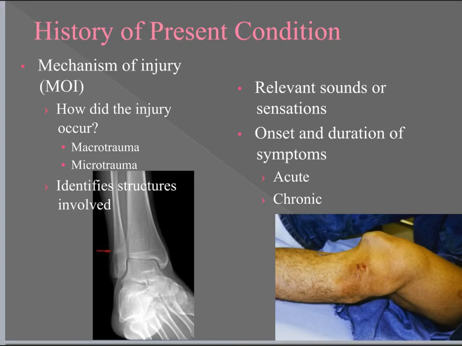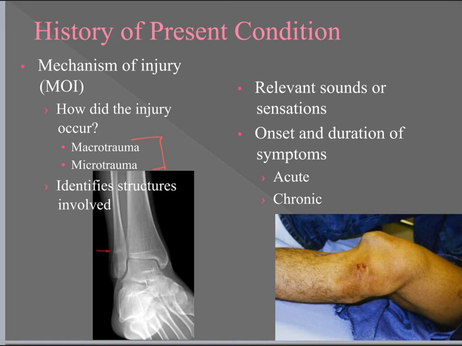So now we're talking about history taking of the actual present condition, right? So the first thing we want to know is the mechanism of injury. How did the injury occur? And so we could say, okay, was it macro trauma or micro trauma, or is it off and on? Does that make sense, guys? So what was the cause?